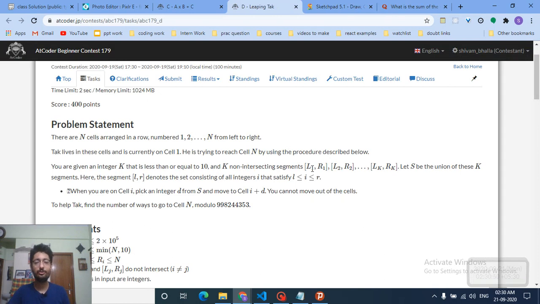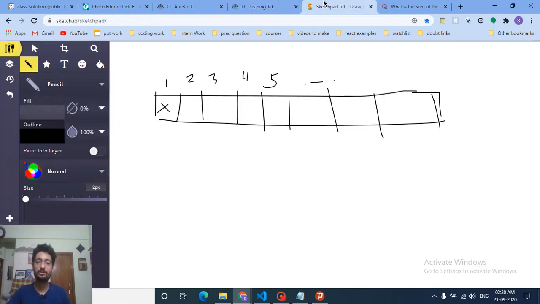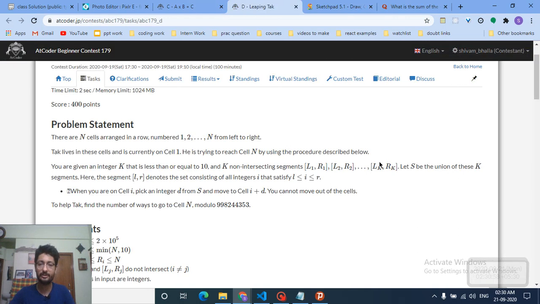And you are given k non-intersecting segments, such that the number of segments is always less than or equal to 10. Now let S be the union of these k segments. How can you find the union? If a segment is from L to R, then you have to find all the I values between L and R.